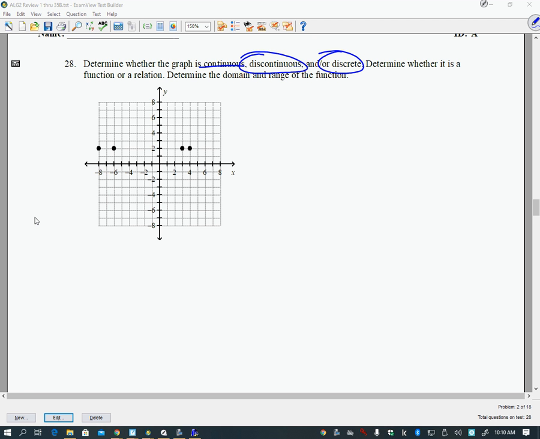Okay? Function. Now, if they had had something like that, would that pass the vertical line test? No, therefore it would be a relation. Okay, cool. All right.